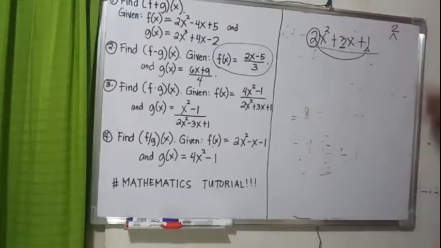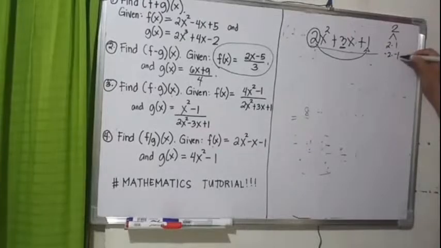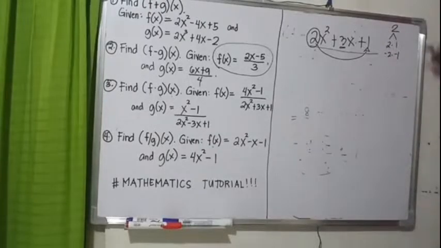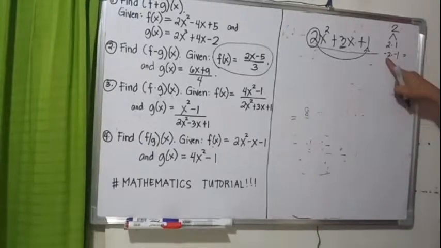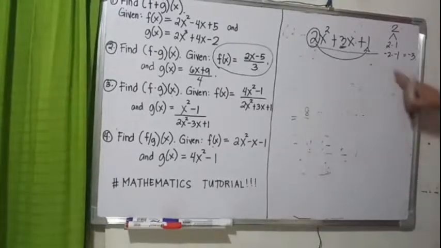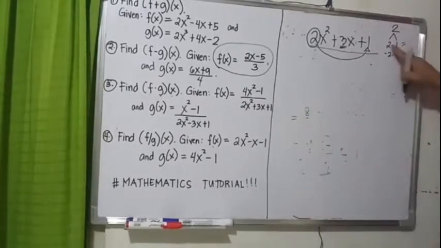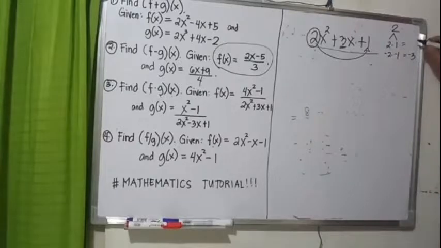So, hanapin muna natin yung factor ng 2. So, ano yung factor ng 2? That is 2 times 1, negative 2 times negative 1. Yan lang yung factor ng positive 2. But if you add the two numbers, the result dapat is positive 3. So, tingnan natin. Pag i-add natin yung negative 2 and negative 1, ang result niyan is negative 3. So, hindi ito. How about 2 plus 1? Okay, that is positive 3.